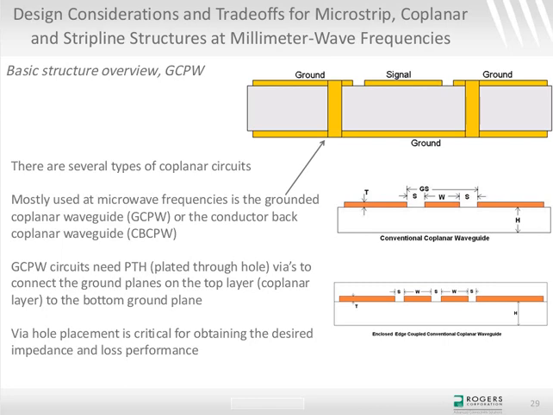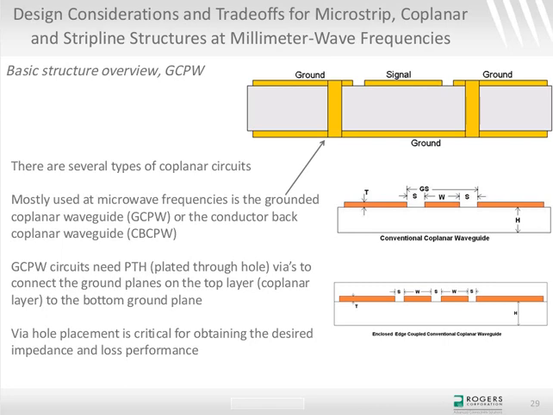There are other coplanar structures. The middle right picture is a conventional coplanar waveguide, and the bottom right is an edge-coupled conventional coplanar waveguide. These are usually not used in microwave and millimeter wave. There are definitely exceptions, though, and they can be used. But mostly what I see is the grounded coplanar waveguide, also called a conductor-backed coplanar waveguide, or CCPW.